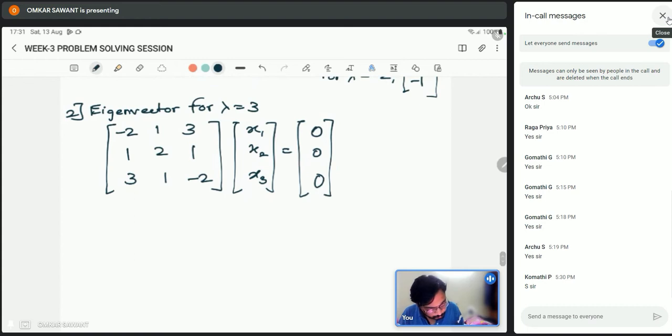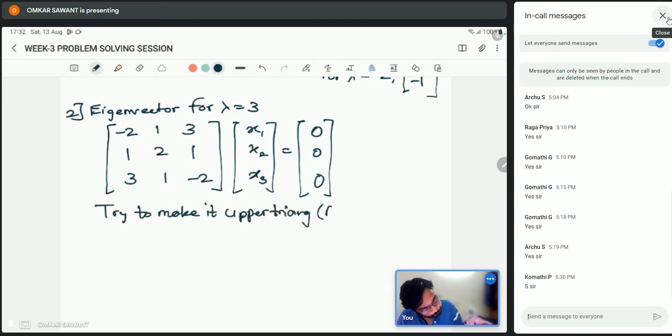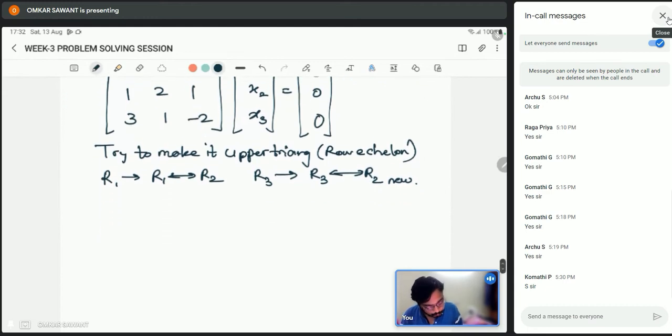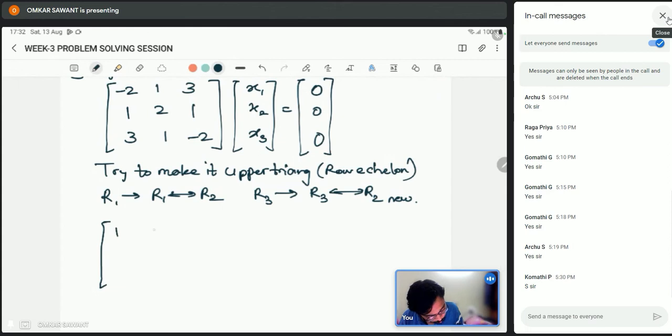Again we will try to make it triangular, or we say row echelon, to get the eigenvector. So again we will do the same thing. We'll replace R1 with R2 and R3 with the new R2, just for your convenience. So what we will get: 1, 2, 1; 3, 1, minus 2; minus 2, 1, 3.